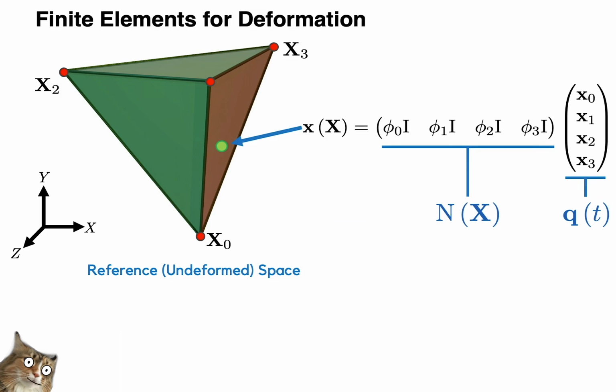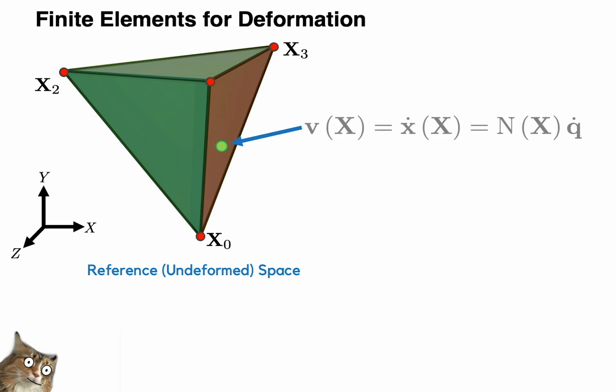We already have a pretty compact expression for the time-varying deformed position. We can compute the velocity via time differentiation. One of the advantages of this finite element setup is that the shape function matrix is only a function of the reference coordinate, not time. Only the generalized coordinates, the deformed vertex positions, are a function of time. This makes our time derivative pretty simple to evaluate. Just like any other function, we reconstruct the velocity inside our tetrahedron using our shape functions.